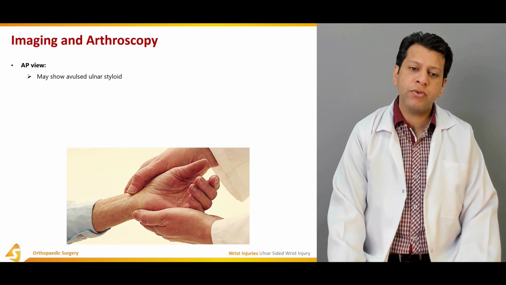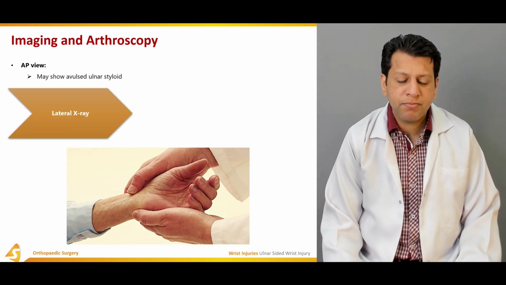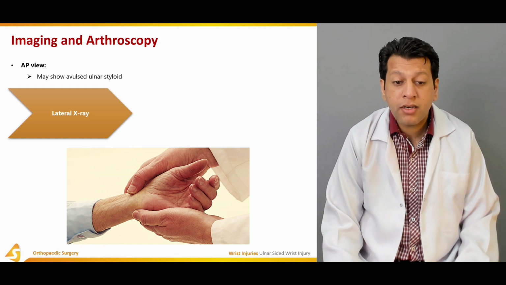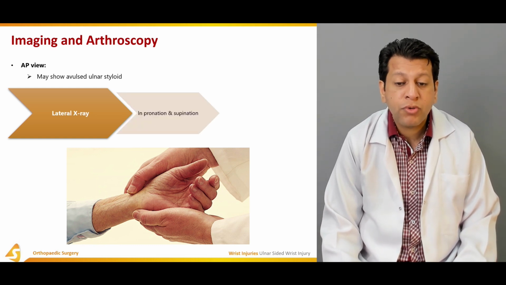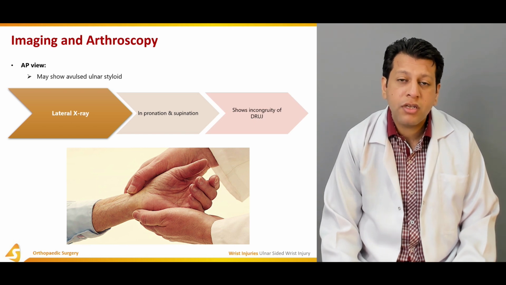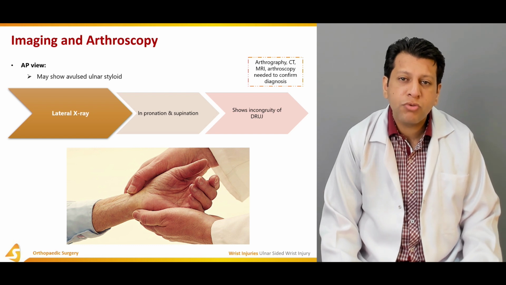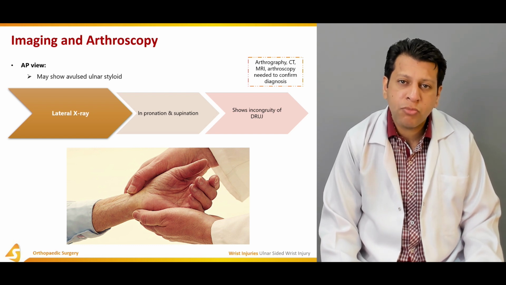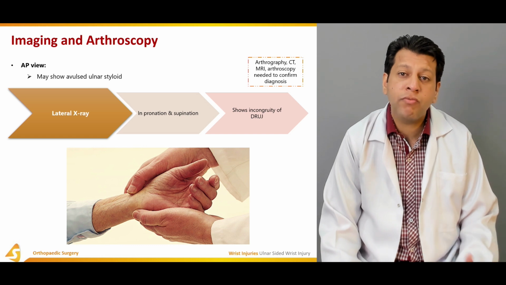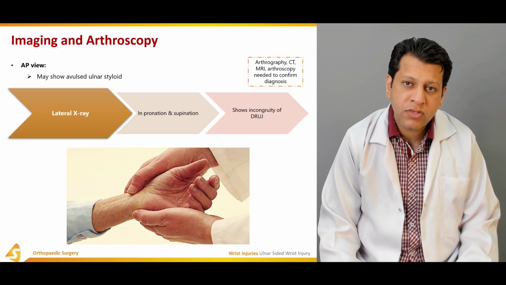Now coming to the imaging, the AP view may show an avulsed ulnar styloid, which can usually be seen on the lateral X-ray, in pronation and supination as well. And mainly it shows the distal radioulnar joint incongruity. Another option is to go for CT if we are suspecting a subtle bony injury or fracture. Then we can go for MRI as well. MRI would tell us whether there are associated TFC injuries or not.